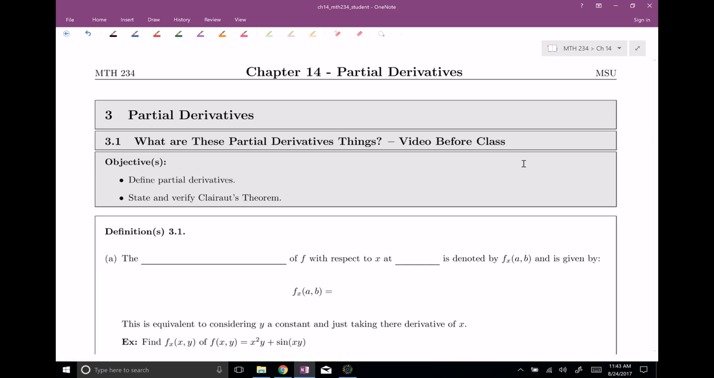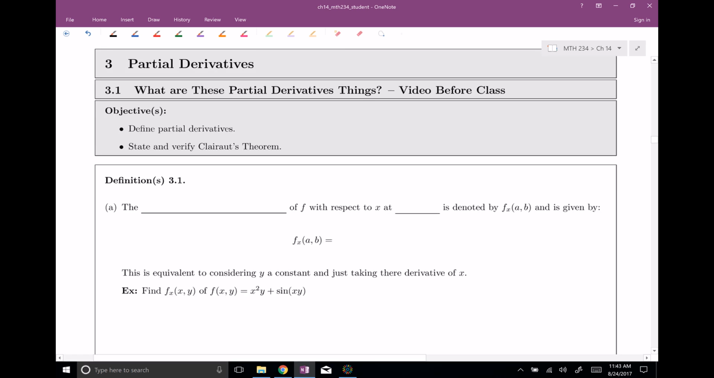In section number 1, we did domains and ranges, and we talked about level curves and, in general, functions of multiple variables. In section number 2, we did limits, which is the beginning of calculus, and now we're talking about derivatives, which is the second big topic in calculus. So in this case, we need to define partial derivatives, and then we're going to state and verify Clairaut's theorem, which I'll show you here in just a second.